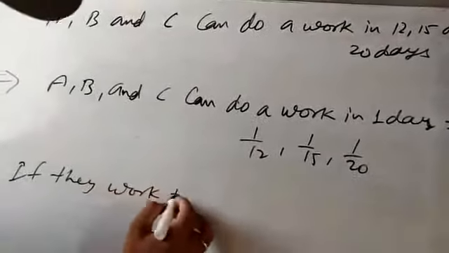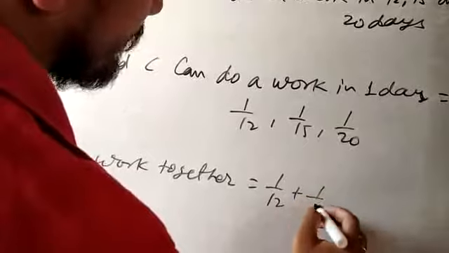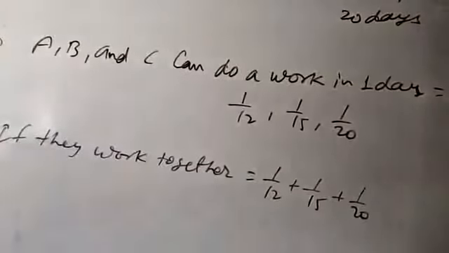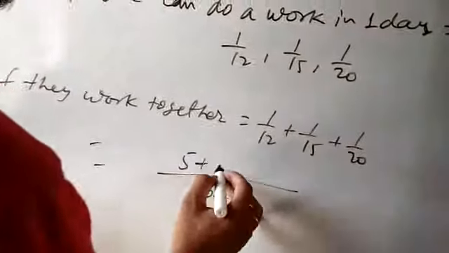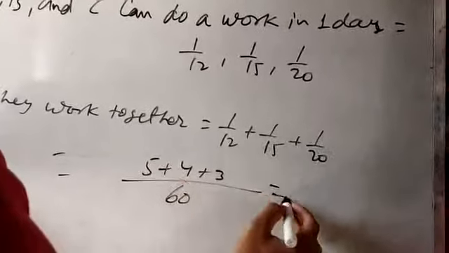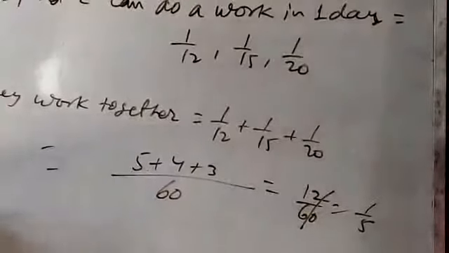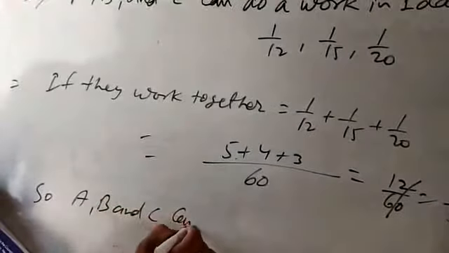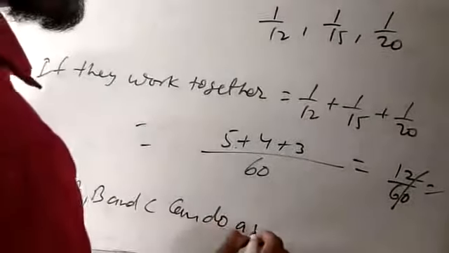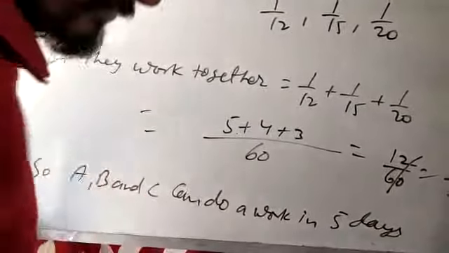So if they work together, then 1 by 12 plus 1 by 15 plus 1 by 20. If we take the LCM, we will get 60. So 12 5s are, 15 4s are and 20 3s are. So 5 plus 4 plus 3 is 12 by 60, cut it, 1 by 5. So A, B and C can do the work in 5 days. Okay.